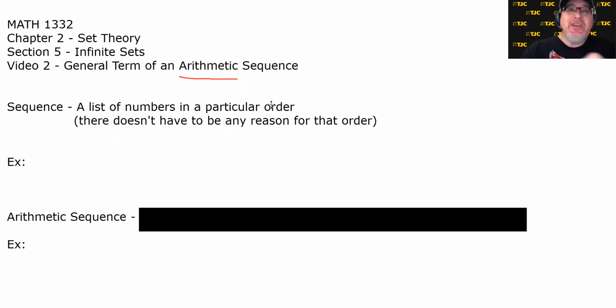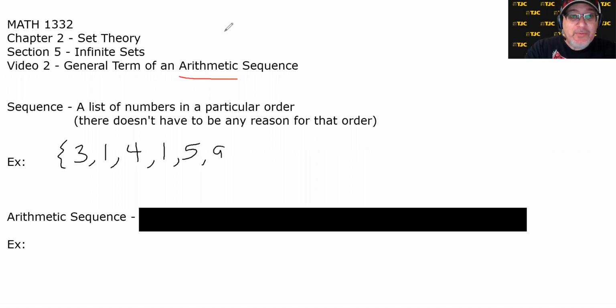So for our purposes, a sequence is just a list of numbers, and it doesn't have to be in any particular order. So for example, and I'll be honest with you, they don't even have to be numbers, but for our purposes, we'll leave them as numbers. Let's say I put the number 3 followed by the number 1, followed by the number 4, followed by the number 1, followed by the number 5, followed by the number 9. And it looks like I'm just writing digits in some random order. I'm not. There's a method behind my madness, but there doesn't have to be any reason they're in a particular order.